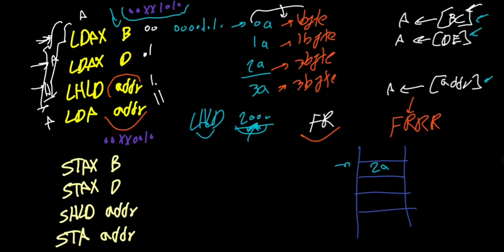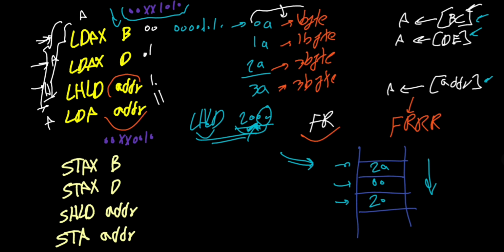So LHLD 2000, the programmer has written this. In the RAM, it is translated to 2A for the opcode, then 00 and 20. The reason that we have written this in this format is because of the Endianness, and we explained that the lower byte, which is this, comes in the lower address. You see, this goes towards the higher addresses. Then the higher byte would come to the higher address.